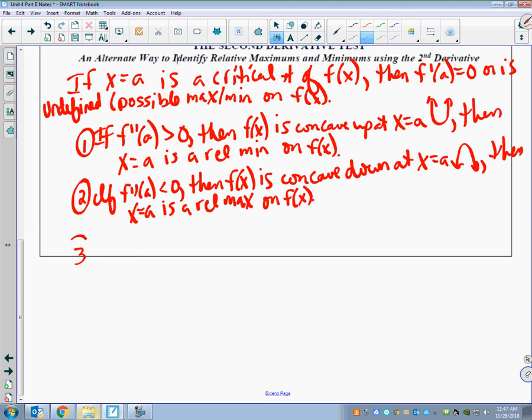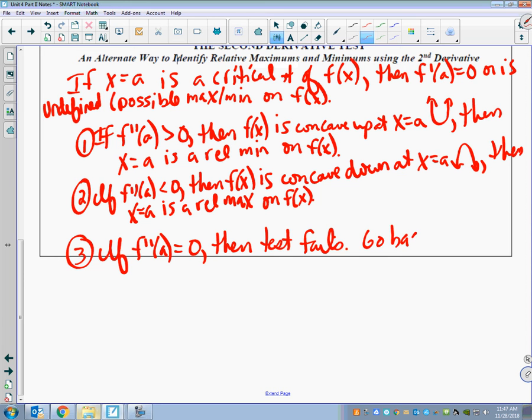Now here's why I don't use this test very often, but I still want to show it to you. If the second derivative of a equals 0, then the test fails, and we don't know. It probably means it's not a max or a min, right? It probably means it's an inflection point, but I always say go back to the first derivative test. Usually it means that it doesn't do anything. It's where it doesn't change at all. It stays positive, positive, or negative, negative. Okay? So let's try a couple.